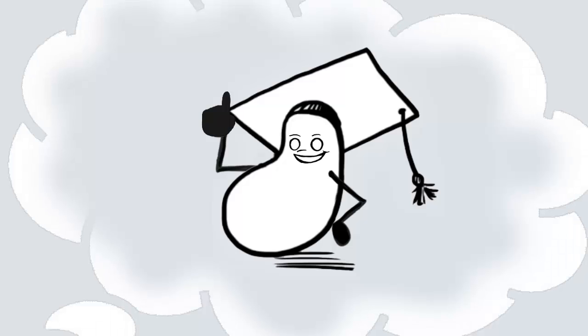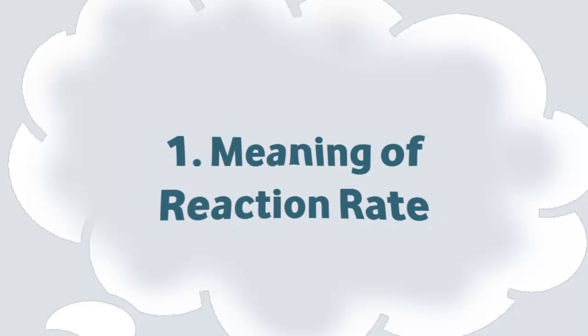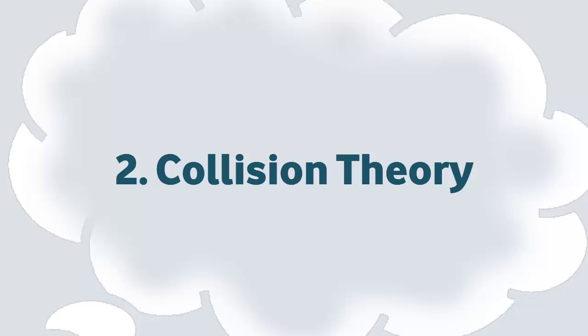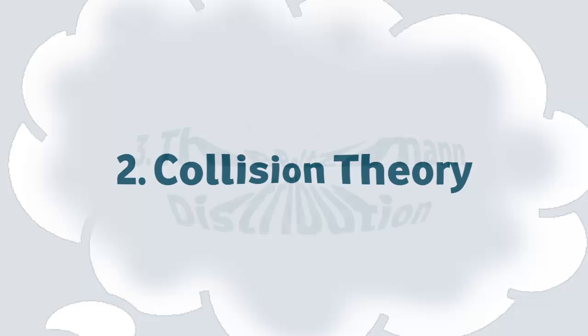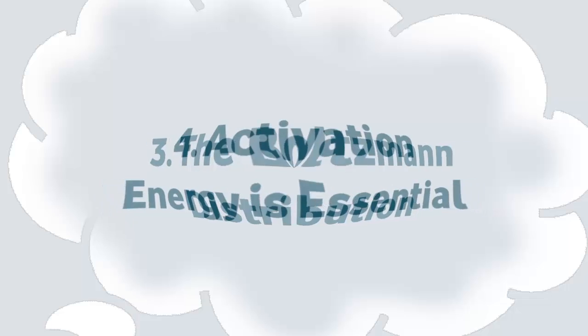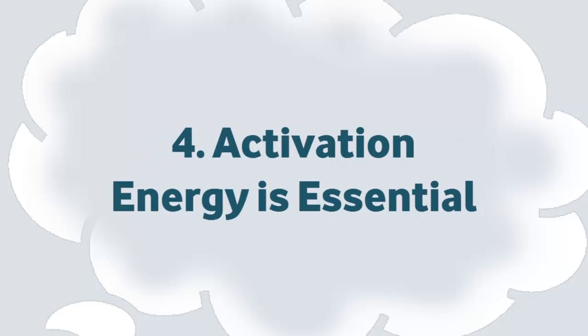Looking back, we emphasize that to identify the rate at which reactions occur, you need to understand a few things. 1. What rate of reactions means. 2. What happens in a reaction as particles collide, in what we call collision theory. 3. Understand the particles' distribution as the reactions occur using the Boltzmann distribution. And 4. Activation energy is essential.